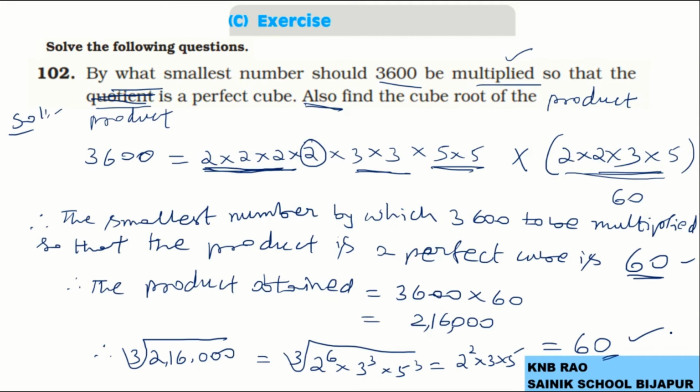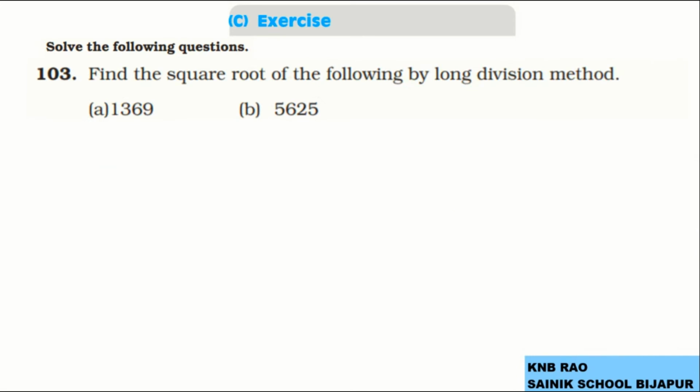So be careful while writing working steps. Make sure you write those working steps properly. Now coming to question number 103. See students, here find the square root of the following by the long division method. So don't forget, this long division method is very important. So how to do the long division method? First we have to make pairs. Let me do it properly. It has gone cross.